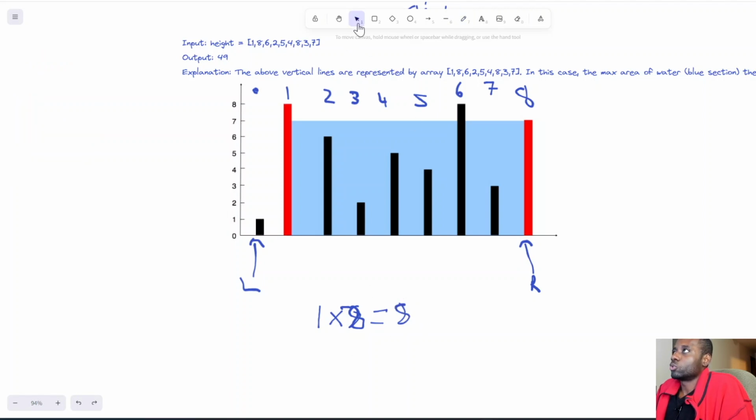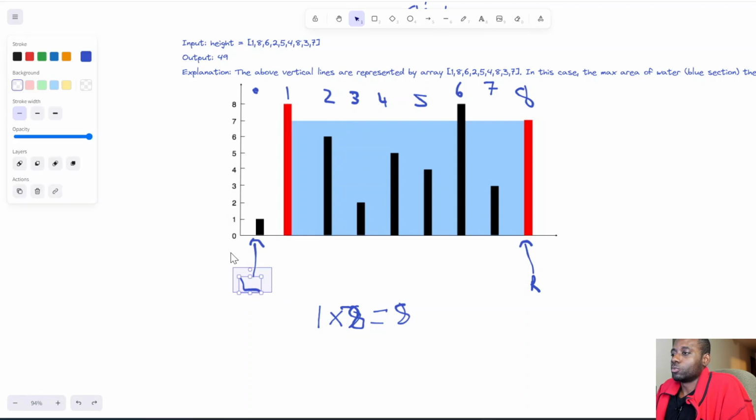Now I told you guys why we end up moving the shorter one. Because we move the shorter one, we could maybe find a taller one than this one. But we know that if we move the taller one, it's not going to serve us any benefit. You know what I'm saying? So that's why we end up moving this one. So what's next for us is that we move the shorter one and we calculate the same thing, guys. We do the same thing.